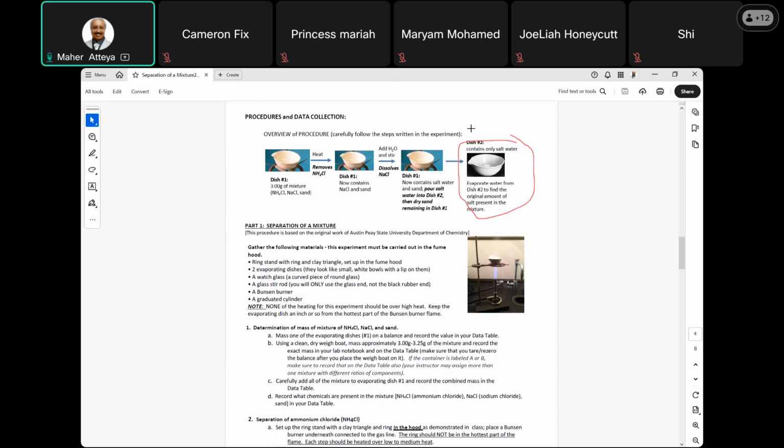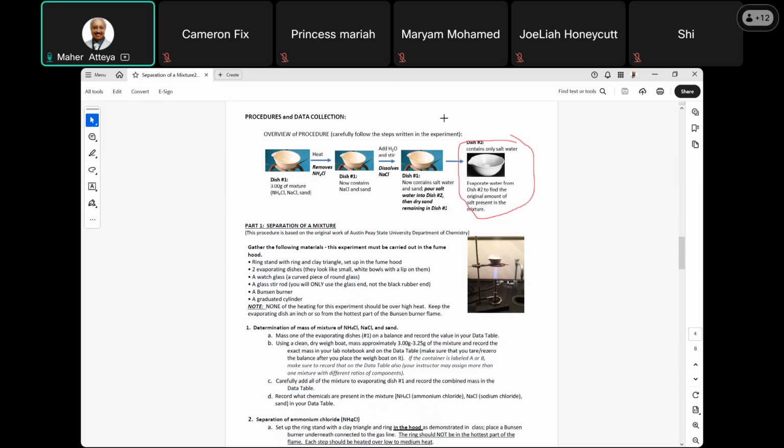Then you will weigh about 3 grams inside this crucible. So weigh first those evaporating dishes 1 and 2, and the 2 with the watch glass, empty, nothing inside them, empty. We have to know their masses empty.